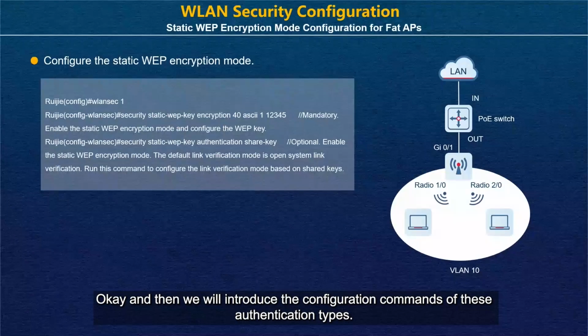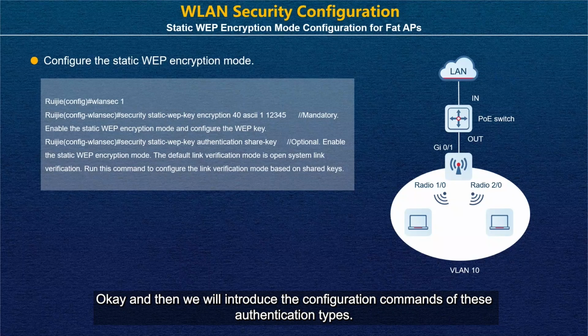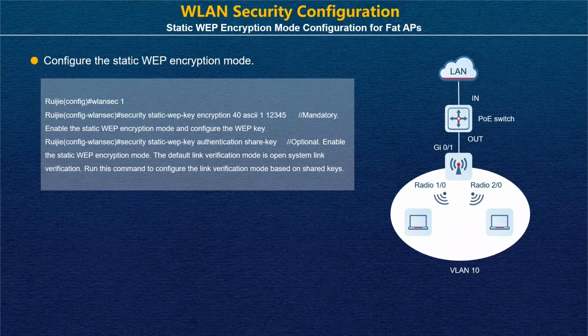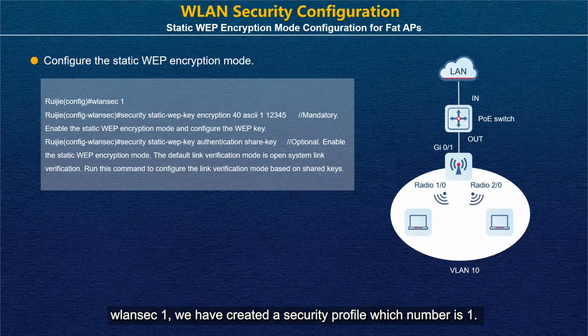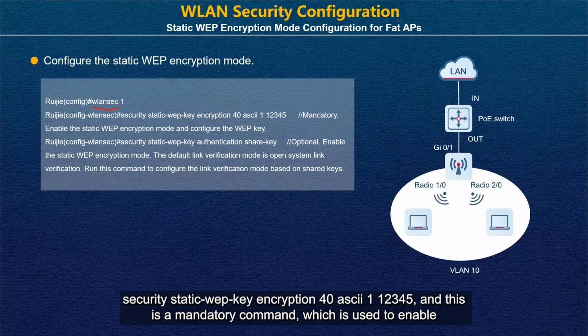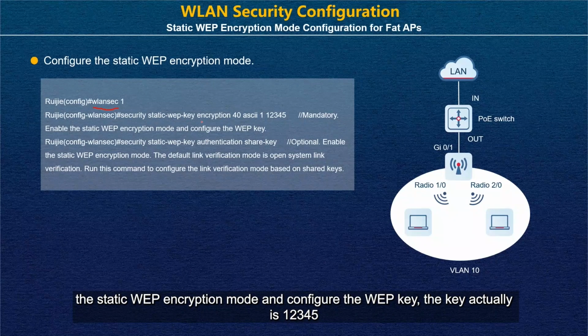Okay, and then we will introduce the configuration commands of these authentication types. First, configure the static WEP encryption mode. WLAN sec1, we have created a security profile, whose number is 1. Security static-wep-key encryption 40 ascii 1 12345. This is a mandatory command, which is used to enable the static WEP encryption mode and configure the WEP key. The key actually is 12345.